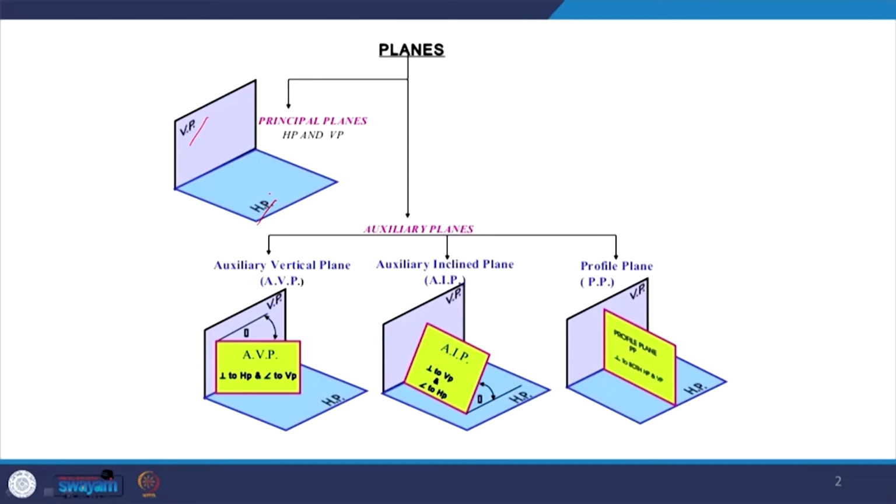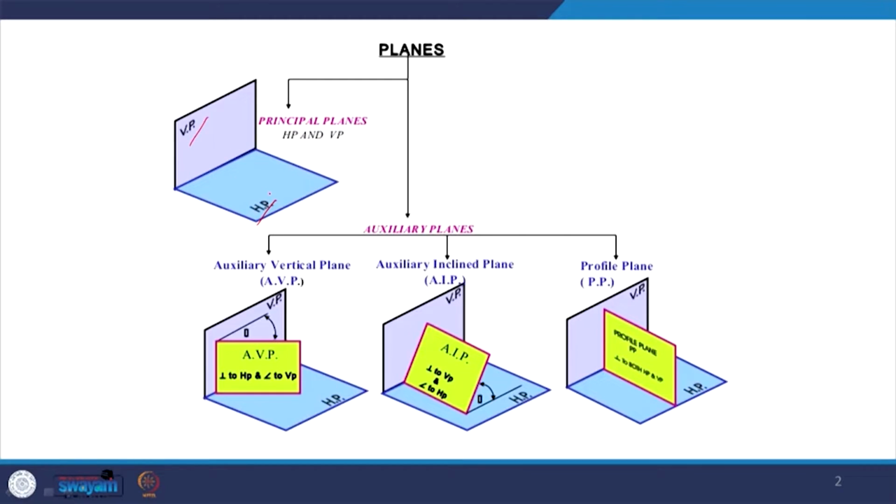Now, what is an auxiliary plane? An auxiliary plane is a hypothetical plane which is either inclined to the horizontal plane or inclined to the vertical plane. How we will take it, whether inclined to the horizontal plane or inclined to the vertical plane, will depend upon the object which is going to be viewed, but it could be any case. So, what we basically have is two reference planes which we have been seeing so far. These are the principal reference planes.